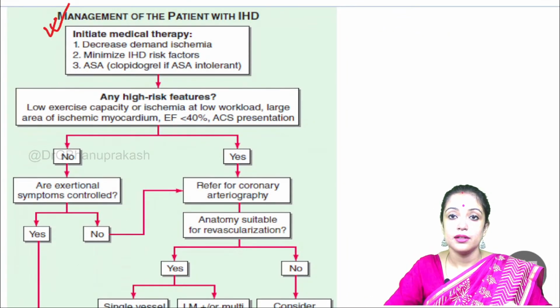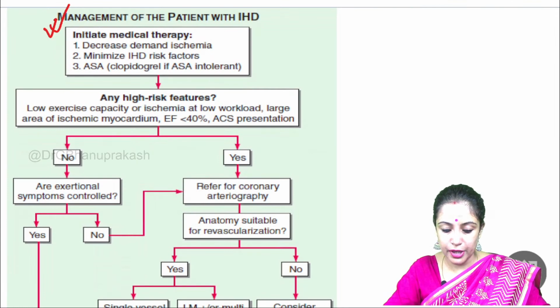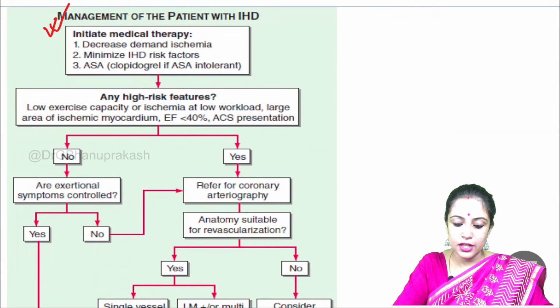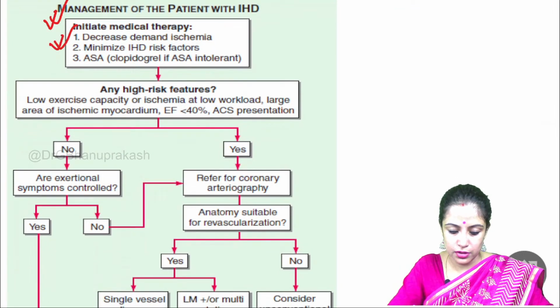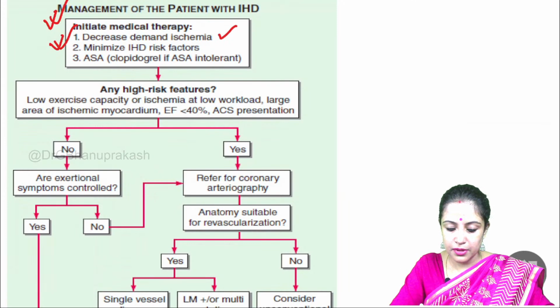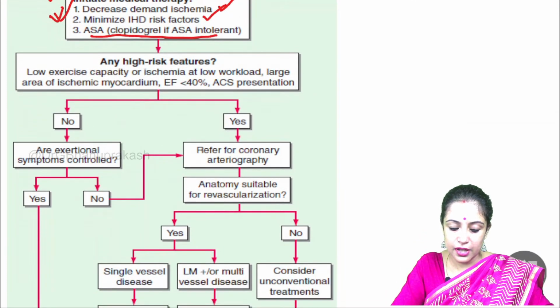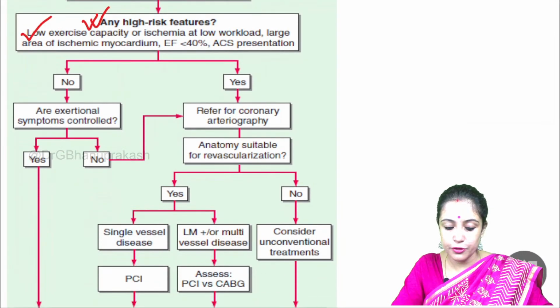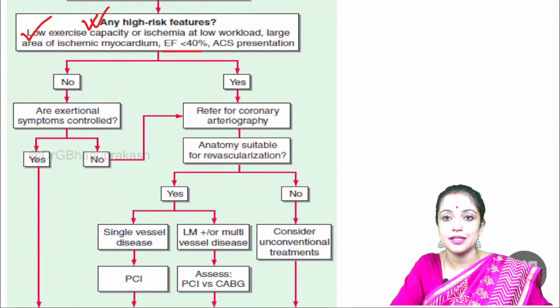So, the last part is the protocol for the management of the patient with ischemic heart disease. Initiate the medical therapy, as I have mentioned. Decrease demand ischemia, minimize ischemic heart disease risk factors, as I have mentioned, and use antiplatelet agents. Check for any high risk features, like low exercise capacity or ischemia at low workload, a large area of ischemic myocardium, ejection fraction less than 40%, and acute coronary syndrome at presentation. These are the high risk features.